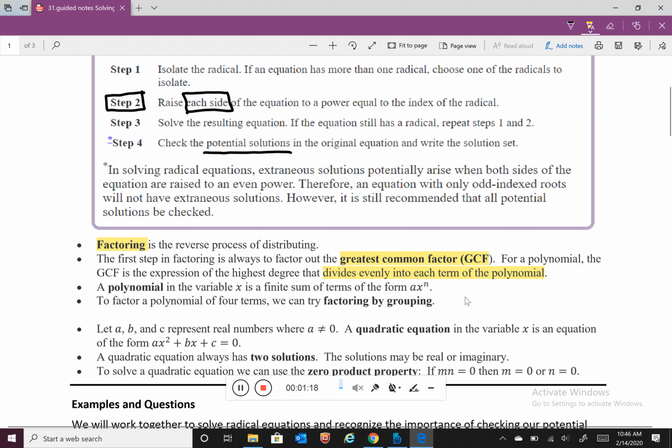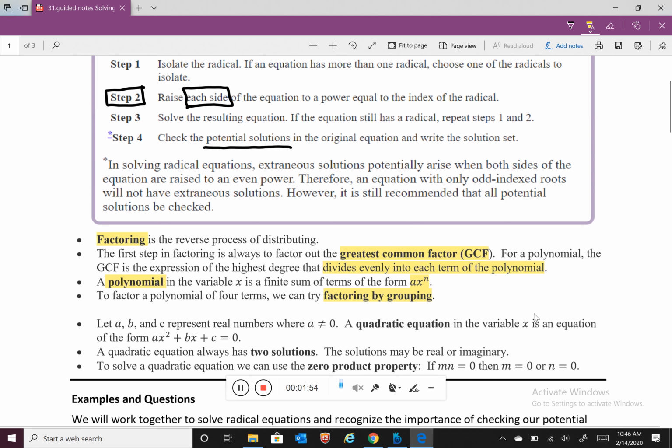the polynomial. Now, we've used the phrase polynomial twice here. So a polynomial in the variable x is a finite sum of terms of the form a times x to the n power. So recognizing that we have our variable x in the numerator, not in the denominator, we have no fractions. So to factor a polynomial of 4 terms, we can also try factoring by grouping, and we'll see that together today. So we also need to understand what a quadratic equation is.